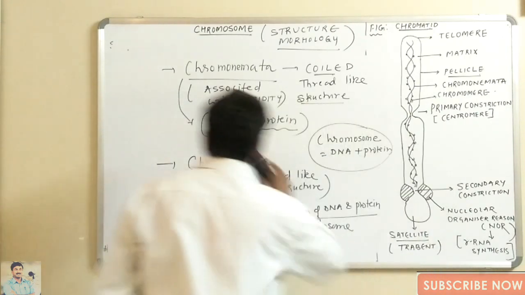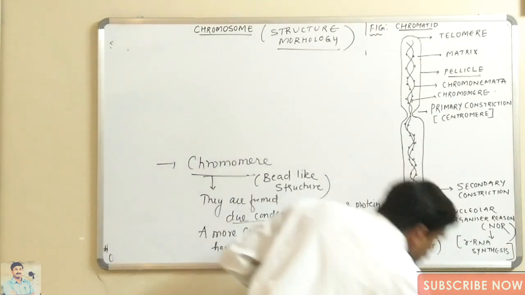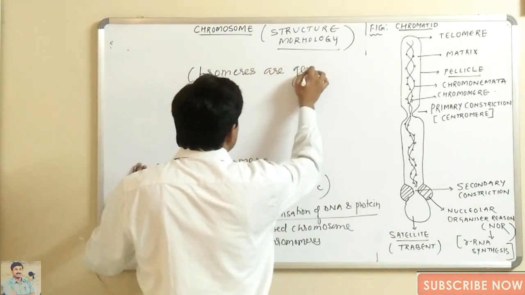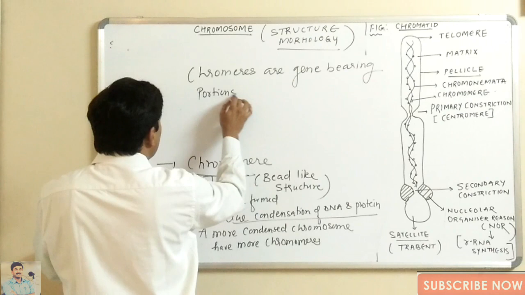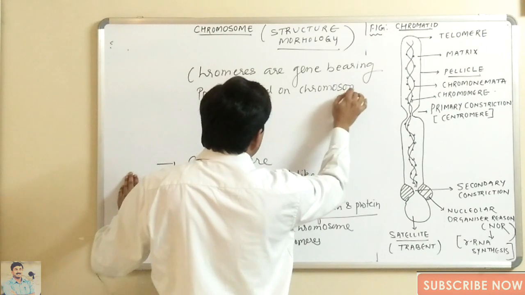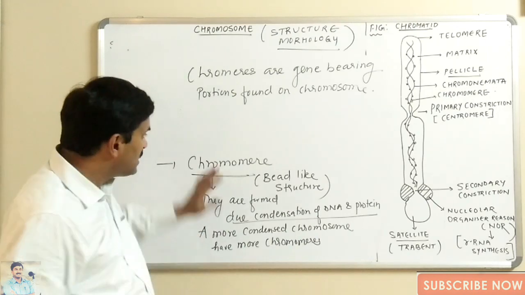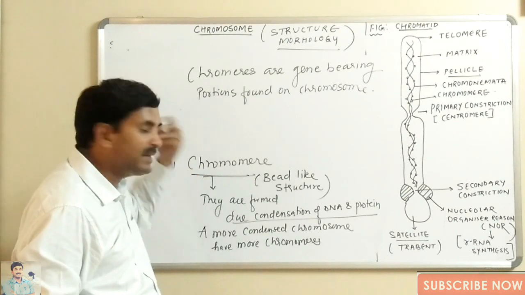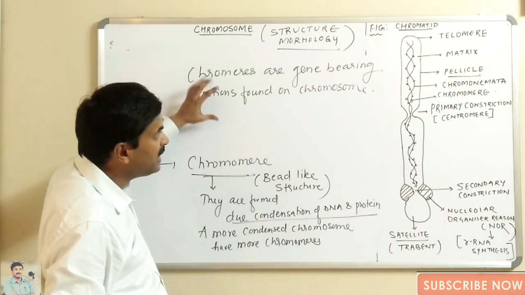Okay, one more thing I would like to discuss with you regarding the chromomere, that these chromomeres are gene bearing portions found on the chromosome. It is said that the chromomeres are the gene bearing portions found on the chromosomes. Okay, so these chromomeres are present in the condensed chromosomes, right? And they are the gene bearing portions found on the chromosome.